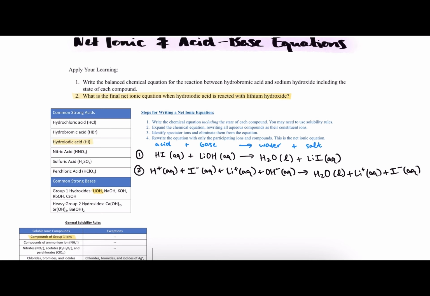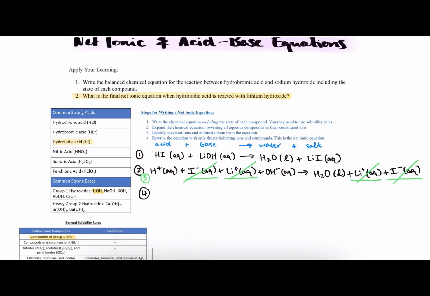Step number 3 we'll do in the same line. And that is to identify the spectator ions and eliminate them from the equation. Remember that spectator ions are ions that remain the same from start to finish. They don't change forms, and they'll remain aqueous on both sides of the arrow. And so looking on the right side, I can see that the only ions remaining are Li+ and I-, and they're present as ions at the beginning as well. So those are our spectator ions. We can go ahead and eliminate them from our net ionic equation to make our net ionic equation.